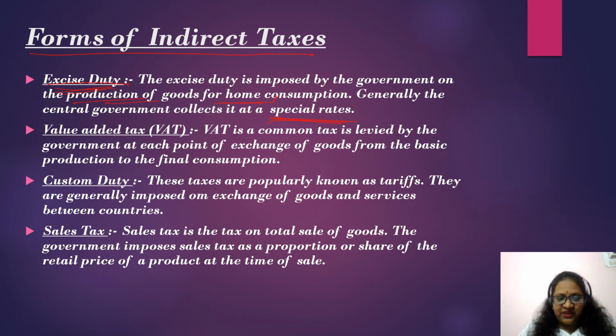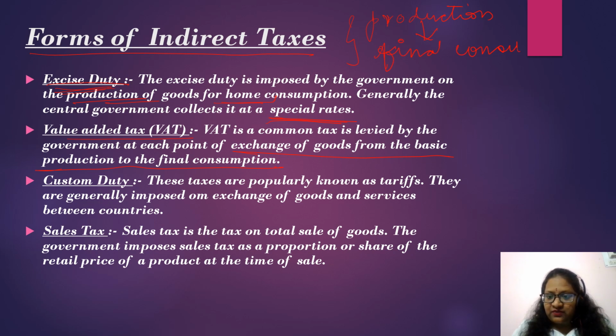Now next comes the value added tax. VAT is a common tax levied by the government at each point of exchange of goods from basic production to the final consumption. Usually indirect taxes are paid from the starting phase, from the production of that good, till the final consumption is made, till the final product of that good is made. The tax is levied at every level. There are a few further changes which are made in this tax. We'll be learning it in further videos.